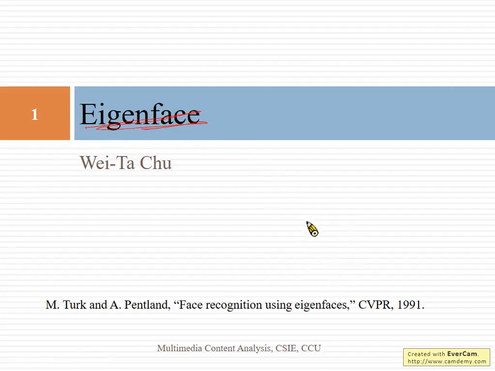This very important paper was published in 1991 in CVPR. The authors are Matthew Turk and Alex Pentland. And now these two researchers are very famous in the computer vision field. This paper is entitled Face Recognition Using Eigenfaces. And starting from this paper, we finally can develop a system that achieves satisfactory recognition performance.